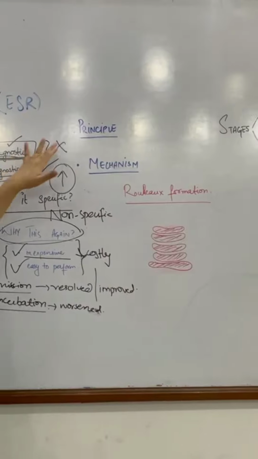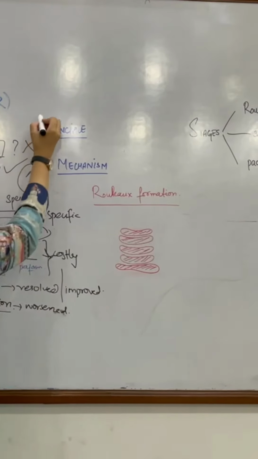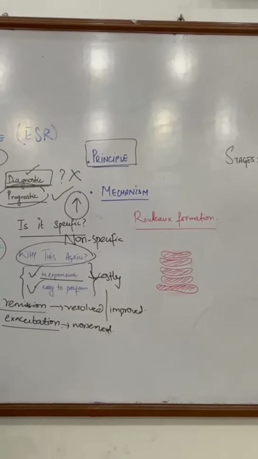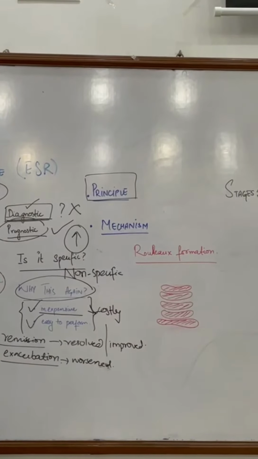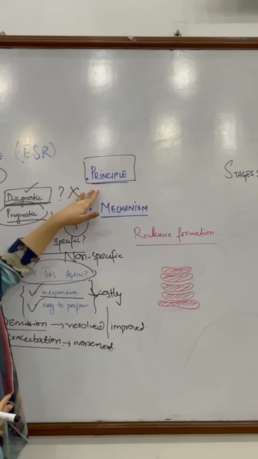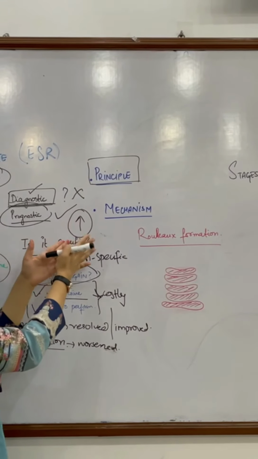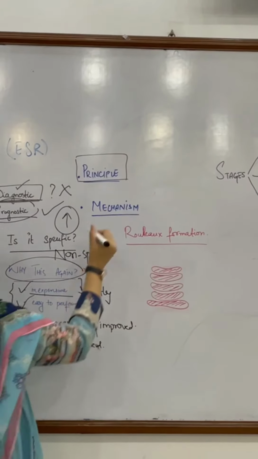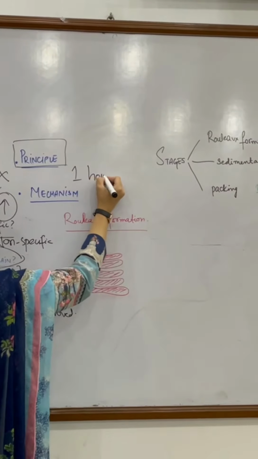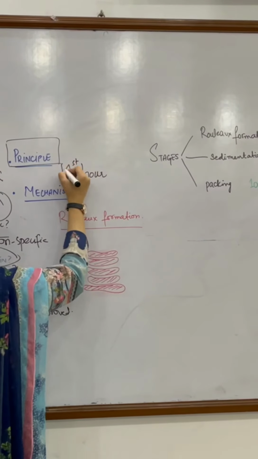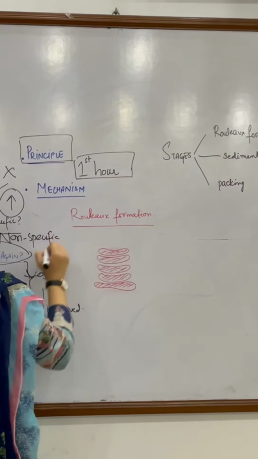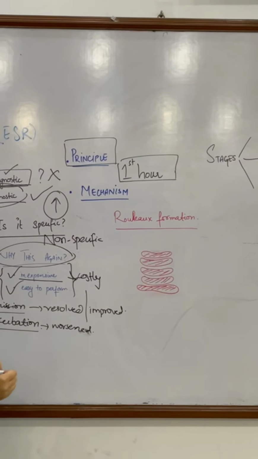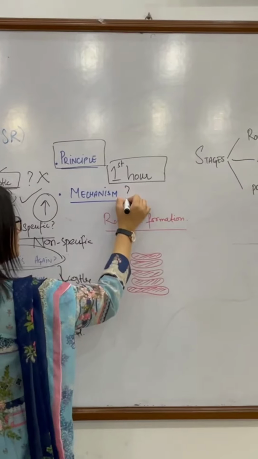Now, what is the principle? Let's discuss the principle of ESR. The principle is written in your notebooks, and you have to memorize it in simple words. When we allow the blood to stand in a vertical tube for 1 hour, the rate at which the RBCs settle down at the bottom in the first hour is known as ESR, or erythrocyte sedimentation rate. And what is its mechanism?